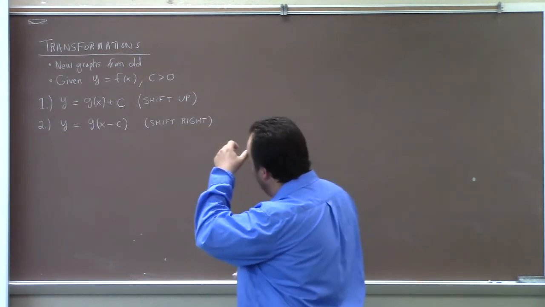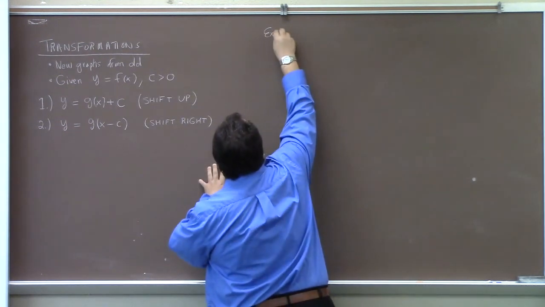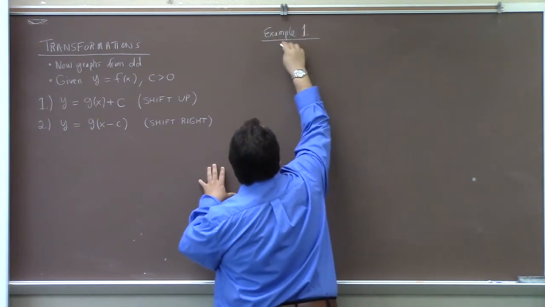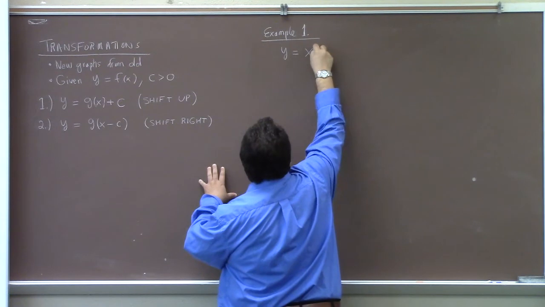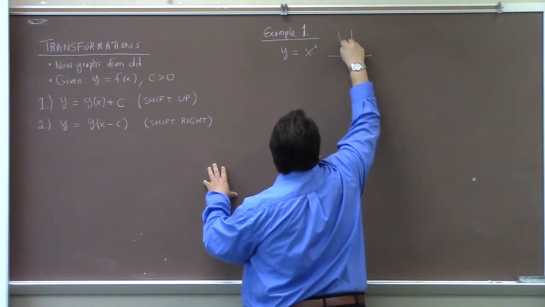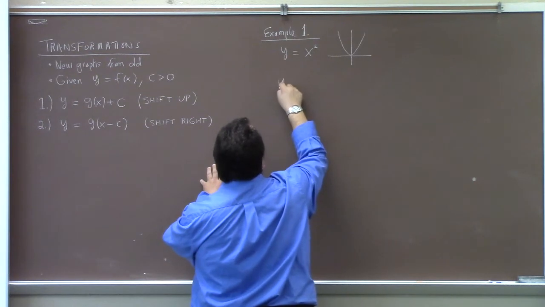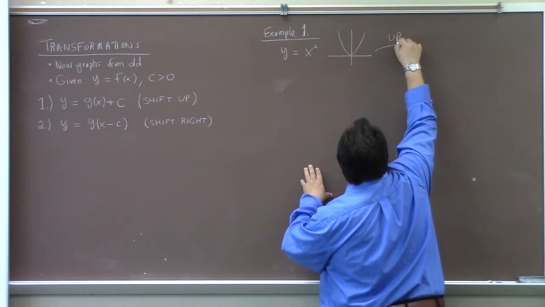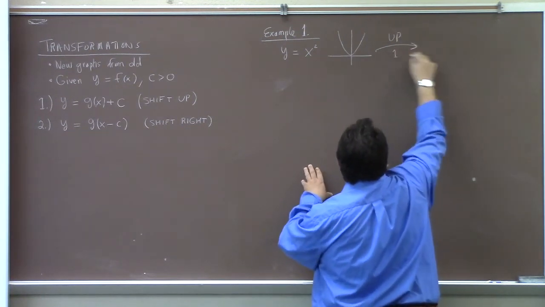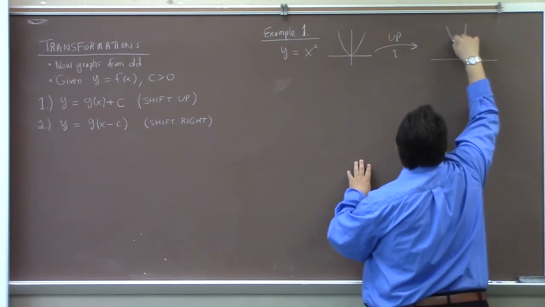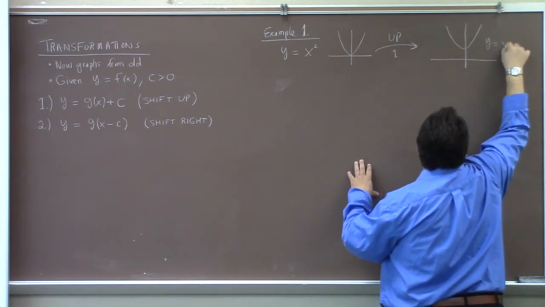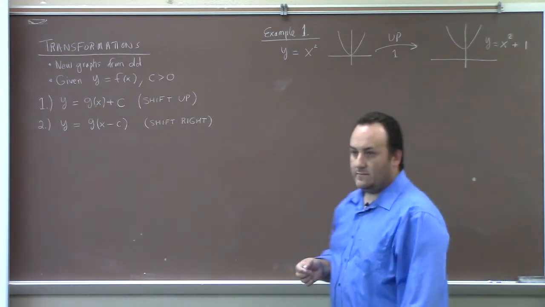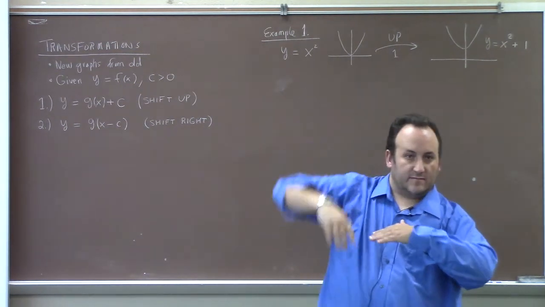All right, so example. First of all, I'll do the easy one. If we take y equals x squared, right? That's this, right? And then if we do y equals, I'll do it this way, up 1, right? So if we add 1, we just shift up 1. That's how that works.